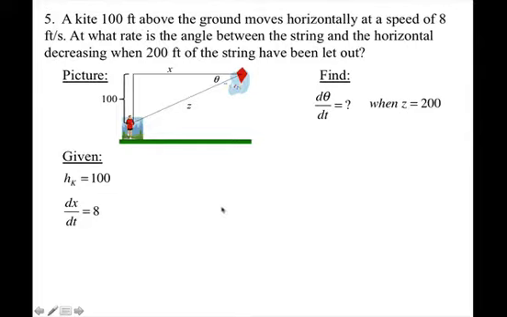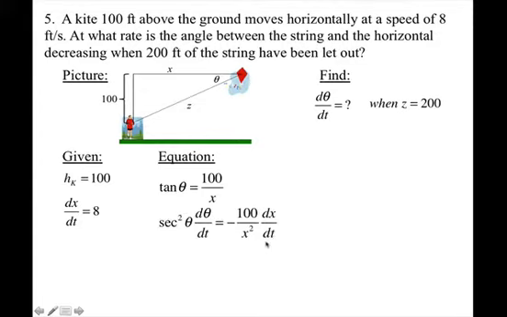So I have to use something that relates these variables together. Well, since I'm dealing with an angle, I'm going to have to use something with trig. And for this problem, I chose tangent because it relates opposite over adjacent. And I did that one because the adjacent is x and I have the rate of x. I do not have the rate of z. So I can go ahead and take the derivative, which gives me secant squared theta d theta/dt equal to negative 100 over x squared dx/dt.